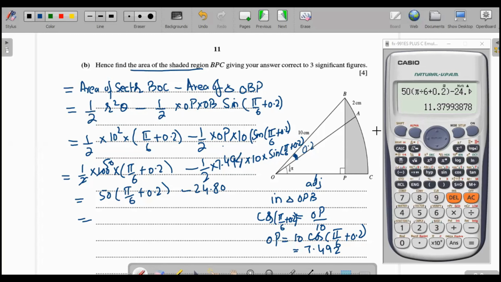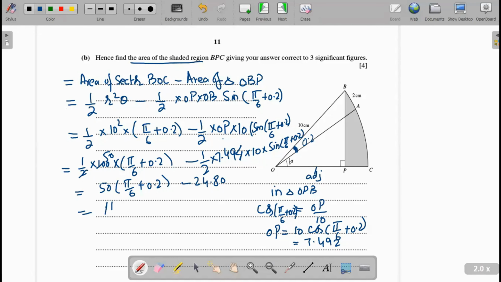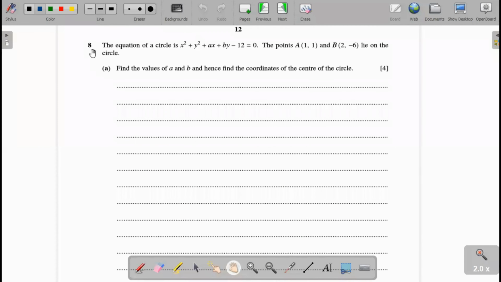Now we find this value by using the calculator. I put this value: 50 into pi divided by 6 plus 0.2 minus 24.80. You can see here in the calculator, the answer is 11.37. Now to three significant figures the value will be equal to 11.4. That is the answer.